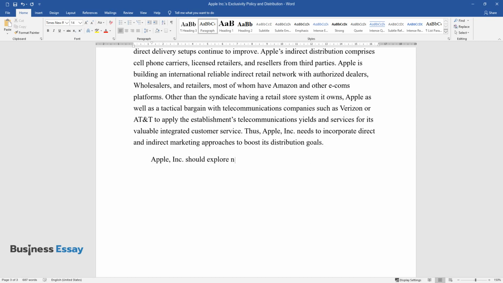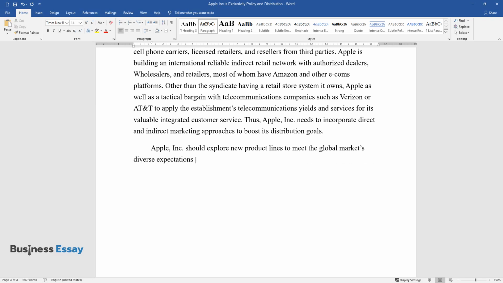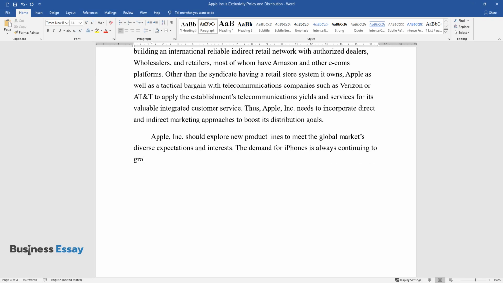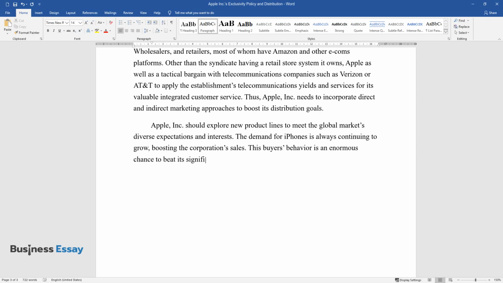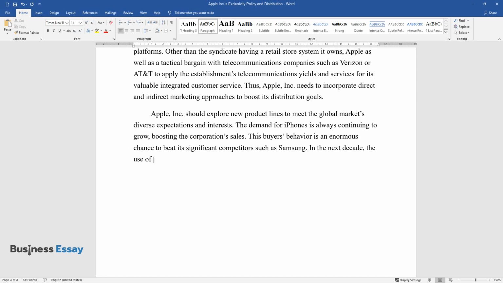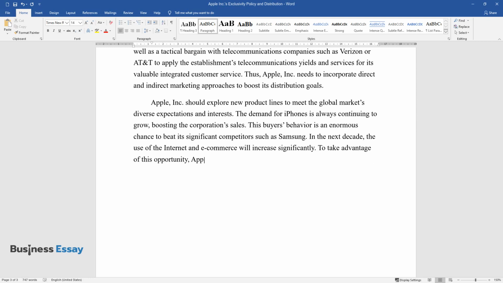Apple Incorporated should explore new product lines to meet the global market's diverse expectations and interests. The demand for iPhones is always continuing to grow, boosting the corporation's sales. This buyer's behavior is an enormous chance to beat its significant competitors such as Samsung. In the next decade, the use of the internet and e-commerce will increase significantly. To take advantage of this opportunity, Apple can produce new products and services.